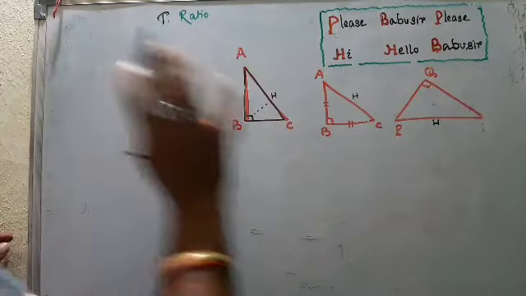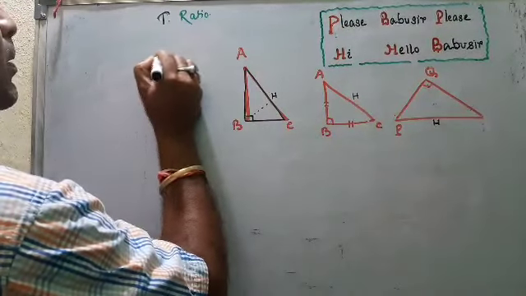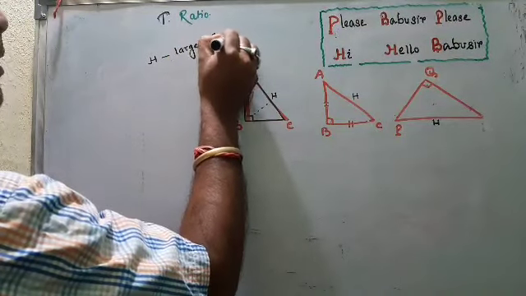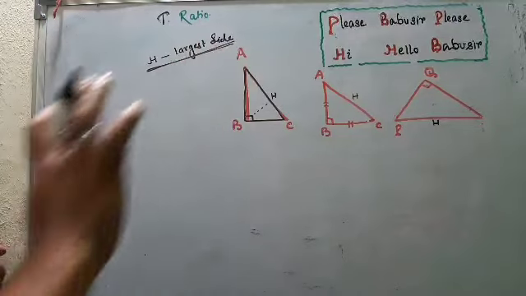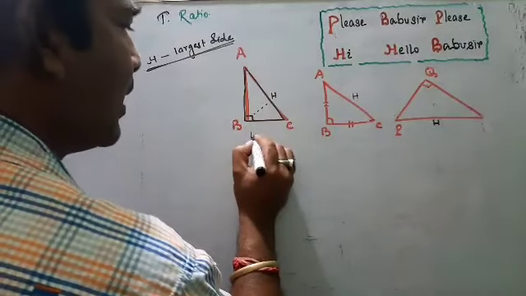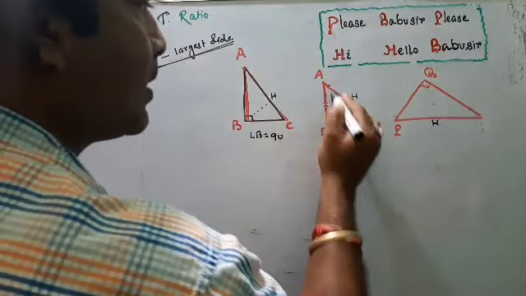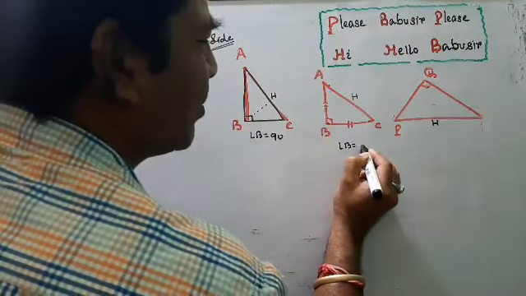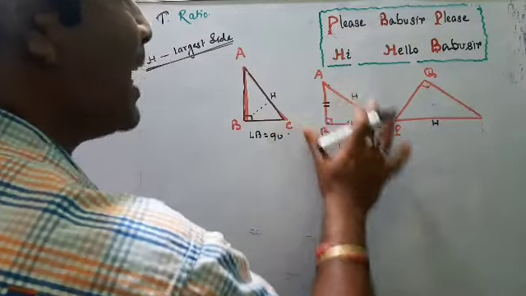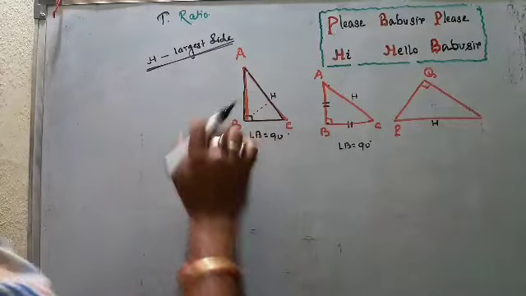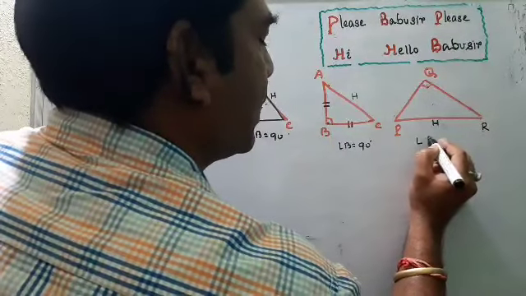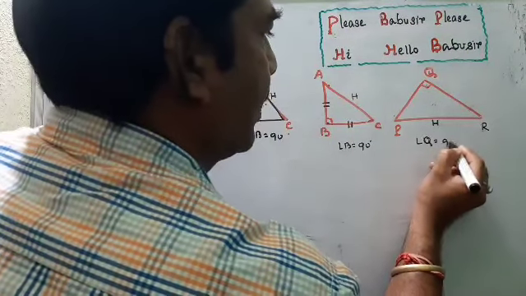Clear? In a right angle triangle, the hypotenuse is the largest side. Triangle ABC is a right angle triangle at B. This triangle ABC is also a right angle triangle at B, but here AB is equal to AC, that means this is an isosceles right angle triangle. Here PQR is a right angle triangle where angle Q is 90 degrees.